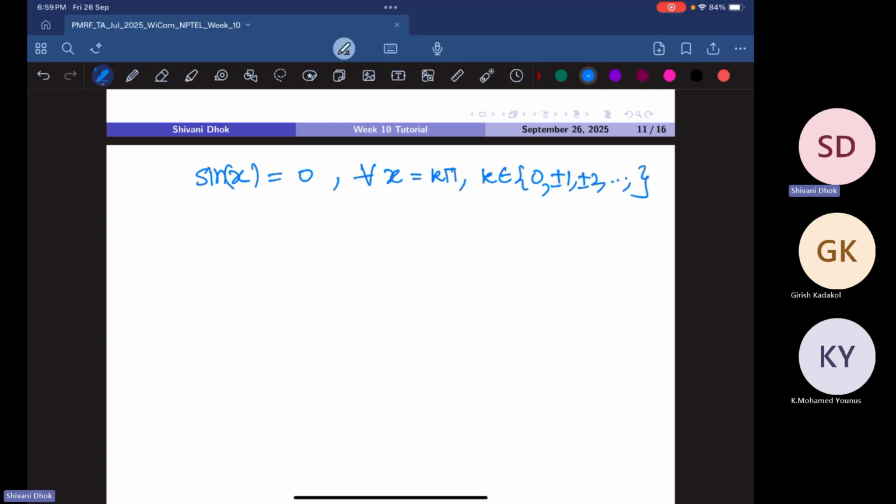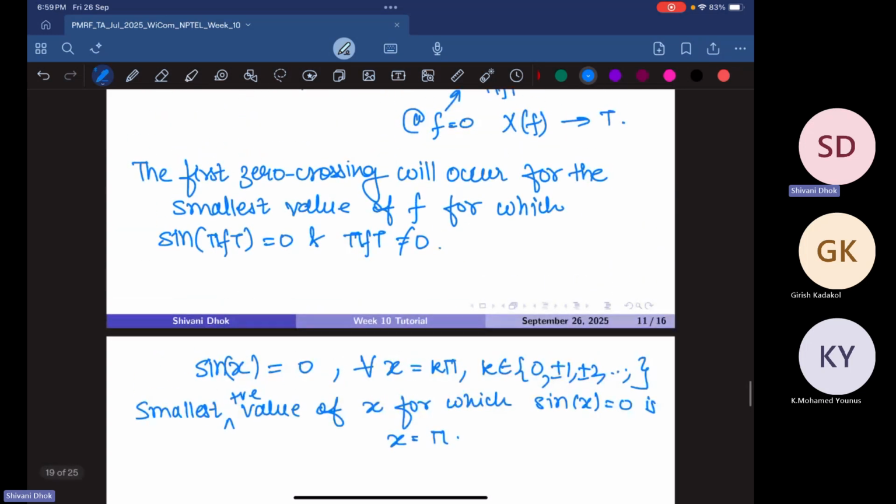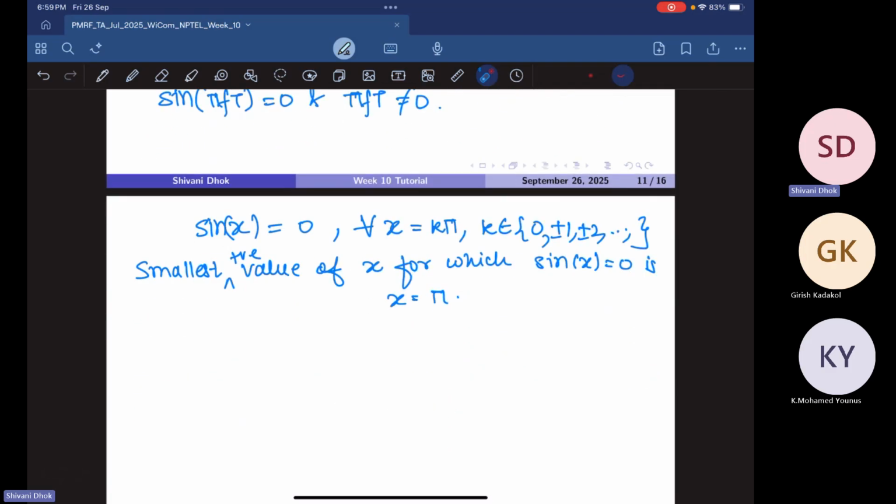So the smallest value of k, let's consider the positive value. So the smallest positive value of x for which sine of x is equal to 0 is x equal to pi. So now we'll use the same logic. Using this logic, the smallest positive value of pi f into T is obtained when pi f into T is equal to pi.